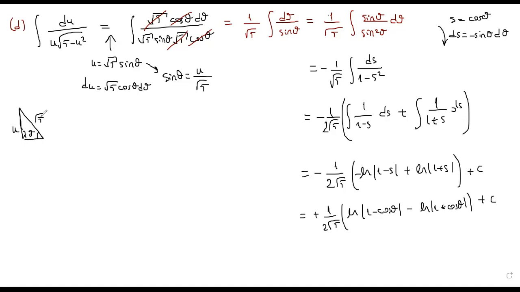Now, what about this edge? By the Pythagoras theorem, we get it's equal to square root of 5 minus u squared, right? So cosinus theta is then equal to square root of 5 minus u squared over square root of 5, right? So now the only thing we need to do is to plug this into here, right? And we're done. I will not write that again. You get the point.